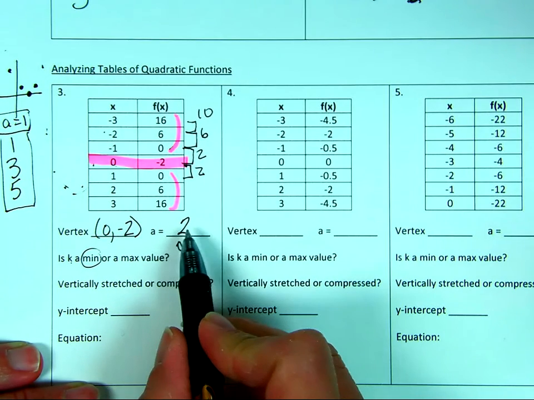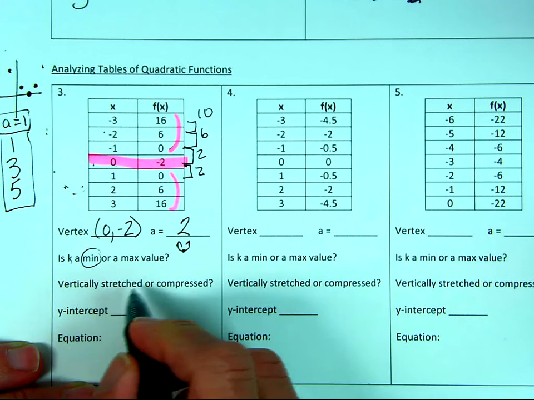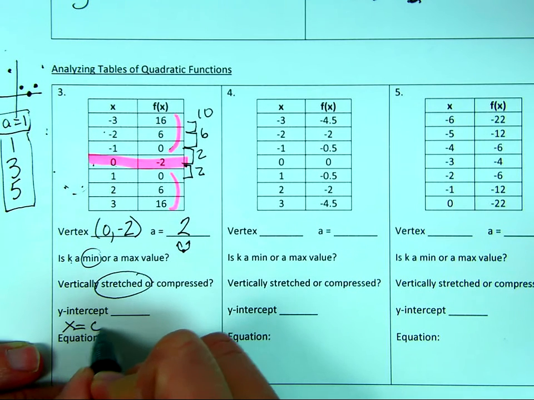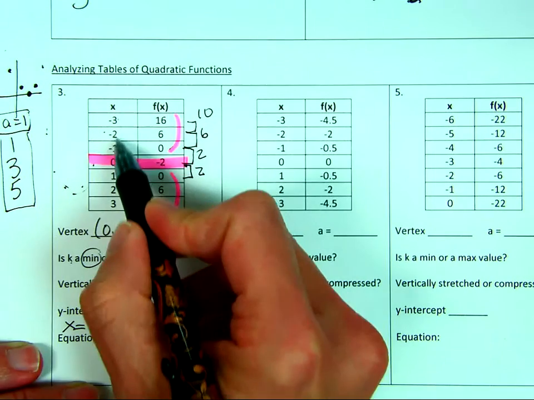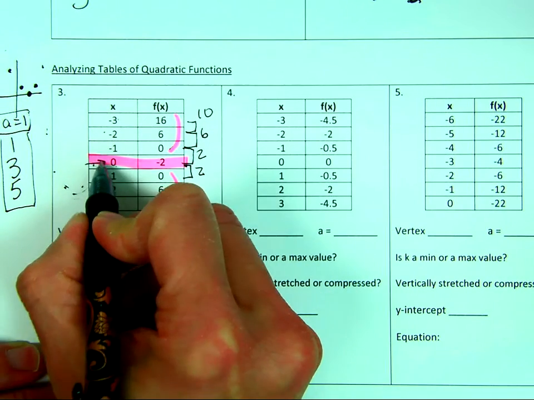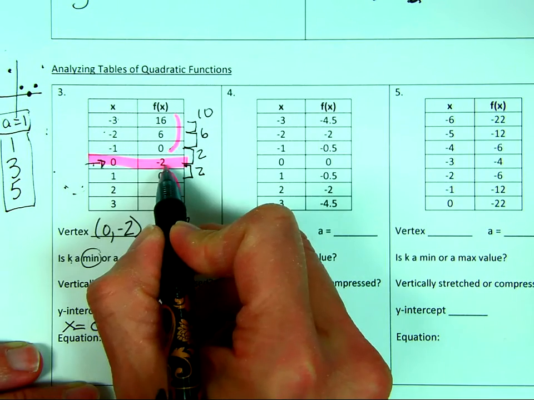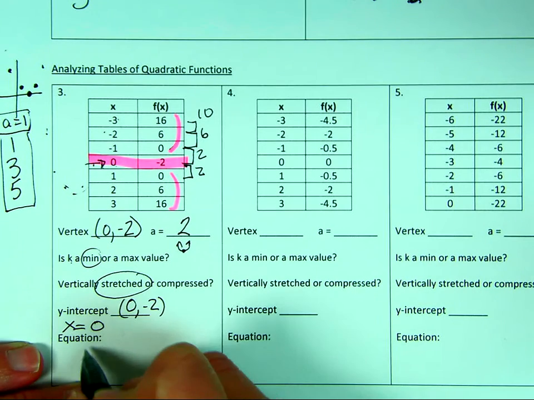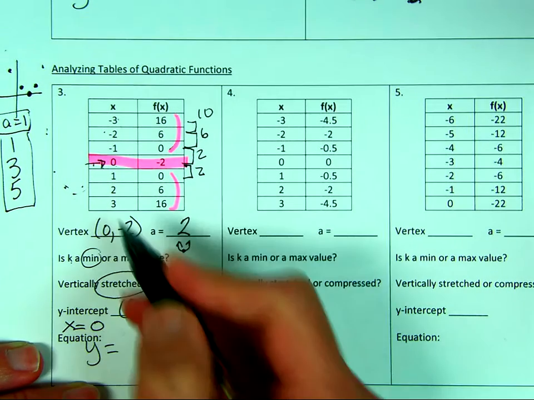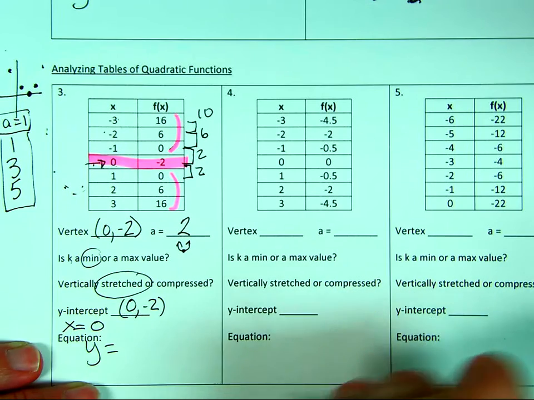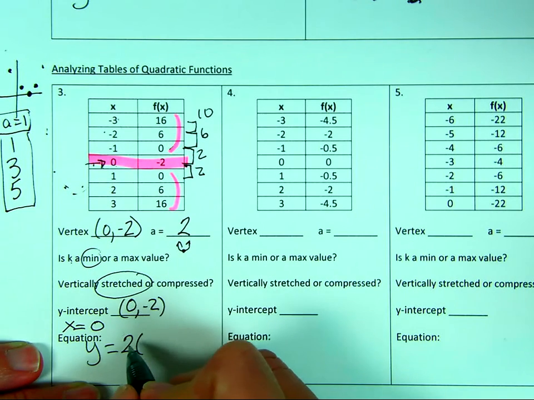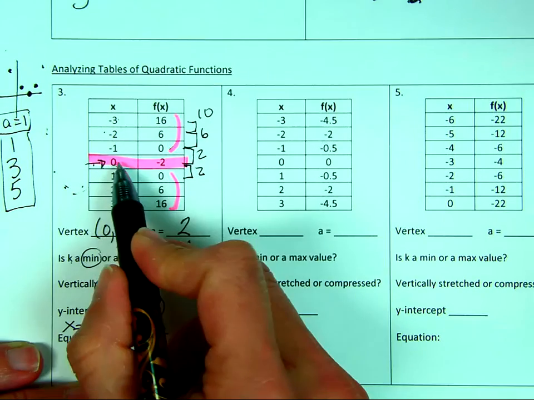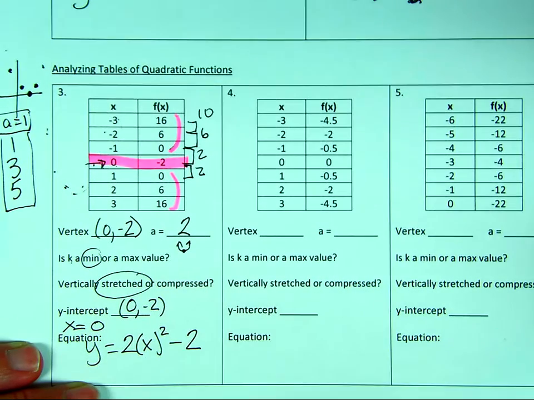We know that if the absolute value of A is bigger than 1, that it's vertically stretched. And the y-intercept always happens when x equals 0. So if I want to find my y-intercept, I just look down on my x column, find my x equals 0, and then that tells me what the y is. So the y-intercept is 0, -2. How do I write my equation? Well, I will always write it in vertex form because I have the vertex and I have A. That's all I need. So I'm going to say, the equation is y equals 2, that's my A, times x squared, didn't really need those parentheses because there was no shift left or right, minus 2.